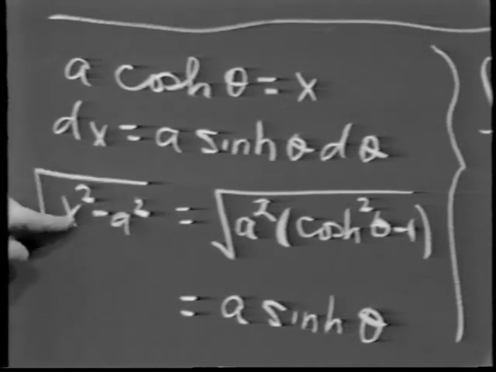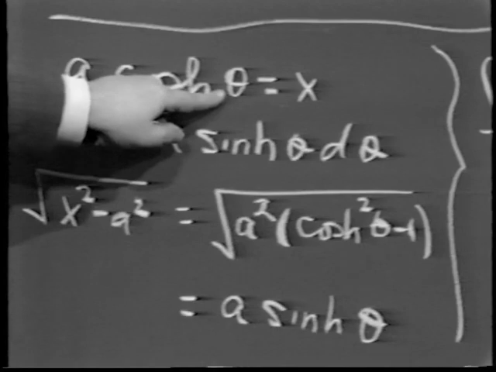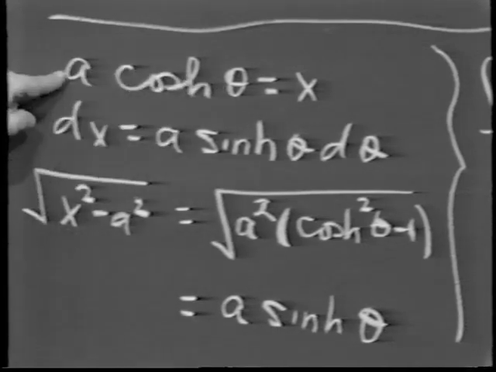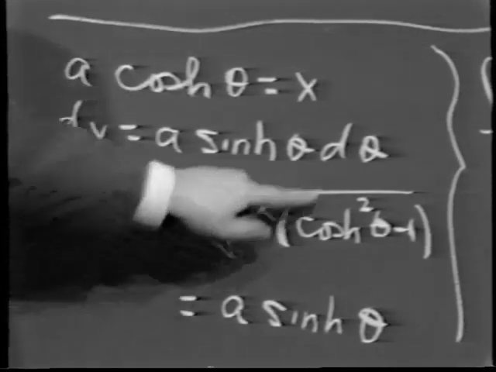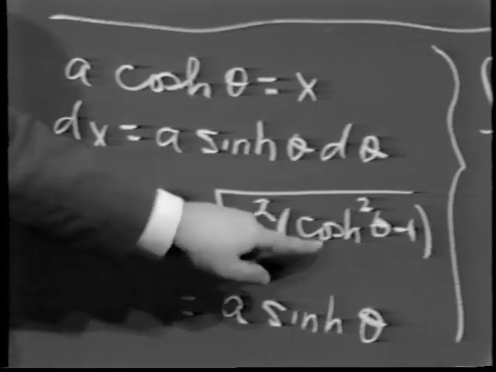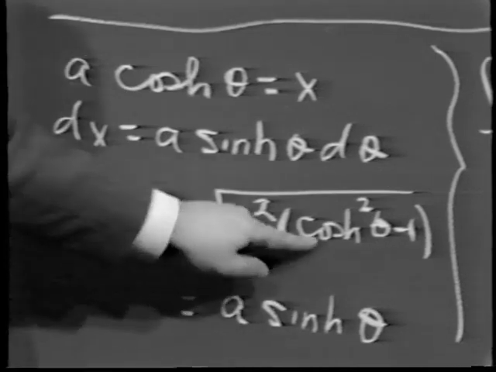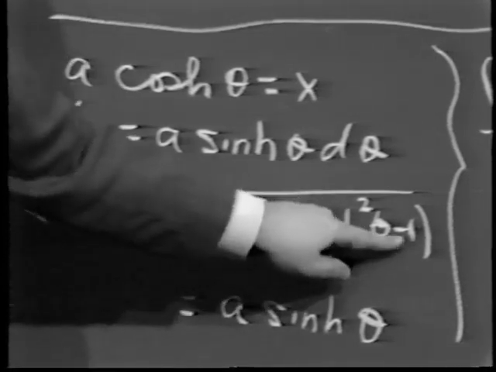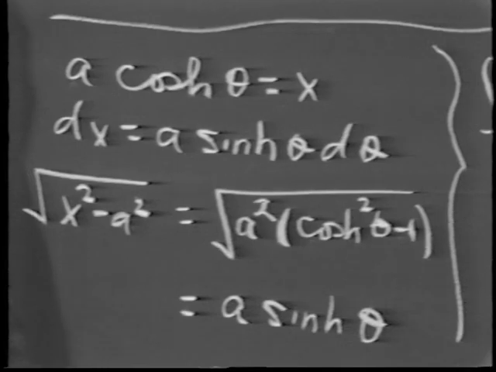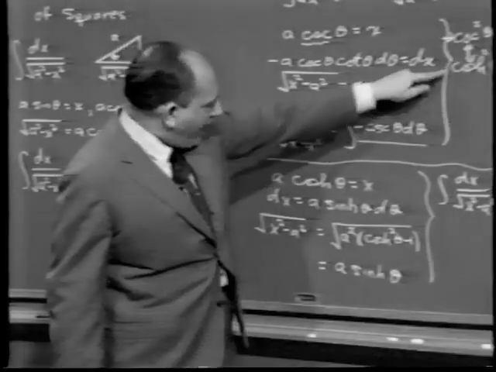The square root of x squared minus a squared is just the square root of a squared cosh squared theta, that's x squared, minus a squared. That can be written as the square root of a squared times the quantity cosh squared theta minus 1. Now the interesting point is that cosh squared theta minus 1 turns out to be sinh squared theta. In fact, if we want to just look back here for a moment, recall that's exactly what we have over here.